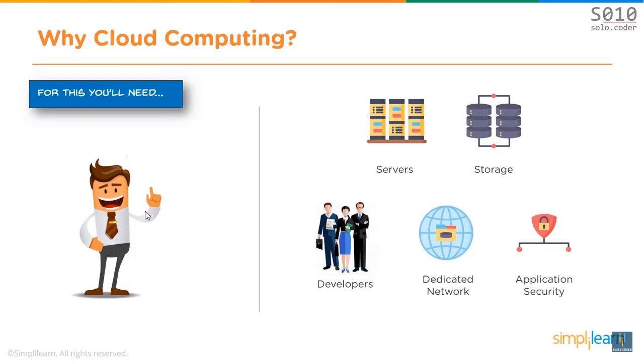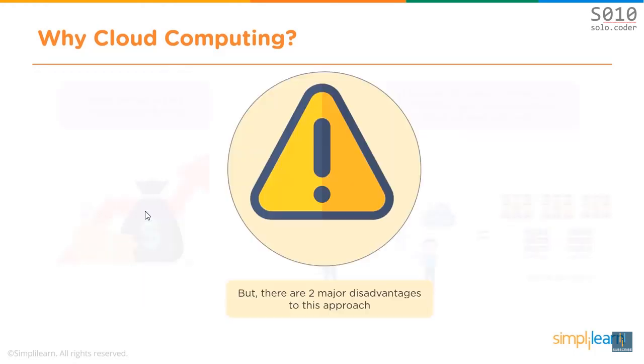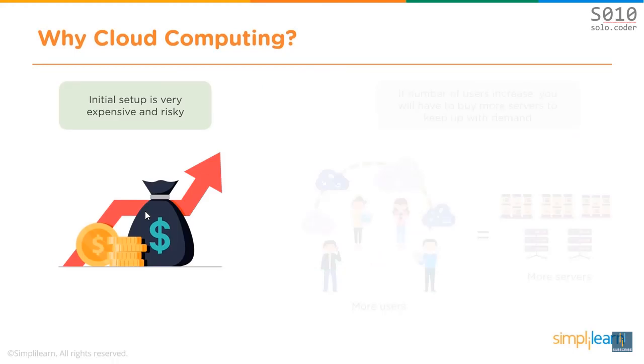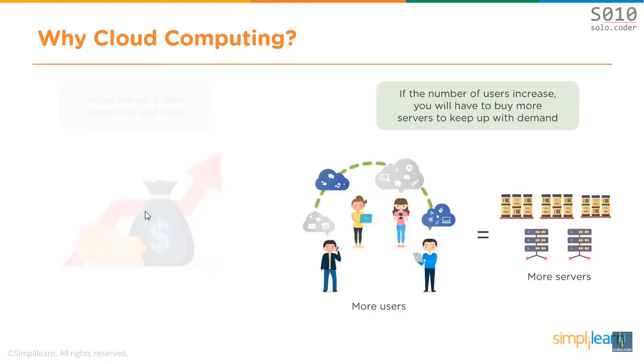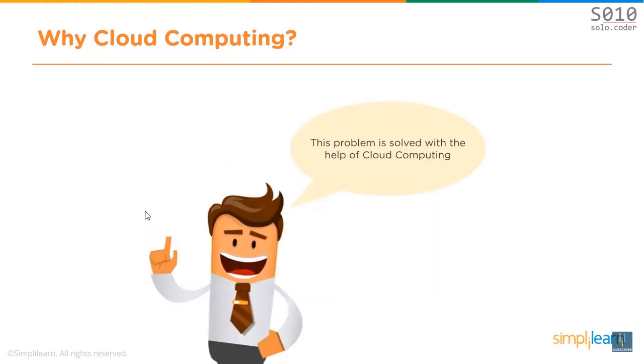Now these are a lot of components. And that's where the problem lies. There are two major disadvantages to this approach. The initial setup is very expensive and risky, which means this requires a huge amount of capital upfront to ensure that it works properly. And the downside is, if your application does not become famous or it doesn't return as much as you expect it to, you're probably not going to get the money back, which means it provides a huge amount of risk. And then on the flip side, if it does become famous, your number of users have increased, which means that you will have to buy more servers and storage systems to keep up with your demand. And this problem can be solved with the help of cloud computing.